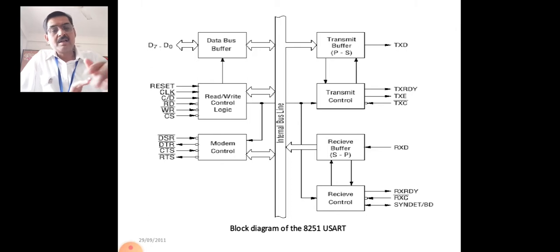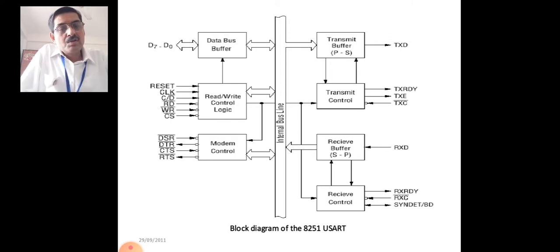The other part is the read write control logic. This part is used to control the read write operations of the 8251. It has different control signals, such as the reset signal. Reset is an input signal to the 8251. When this signal is given to the 8251, the 8251 will be reset. It suspends all its operations and starts from the beginning. So this is the function of reset.